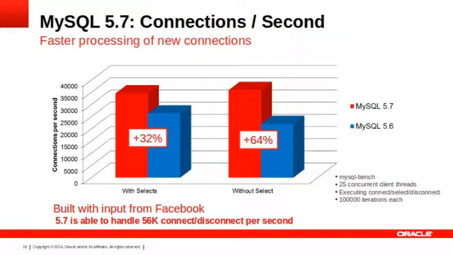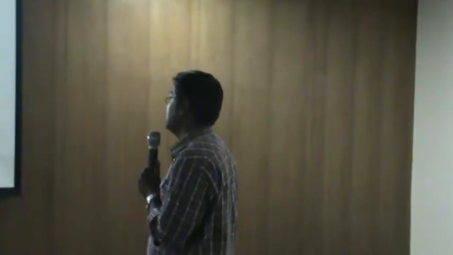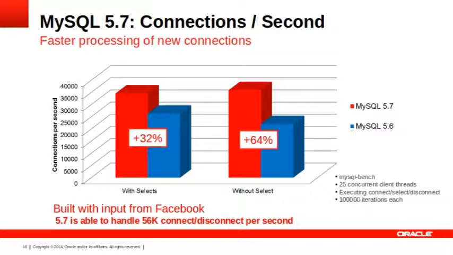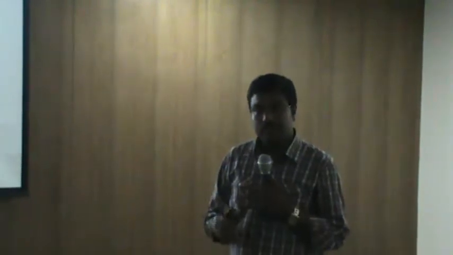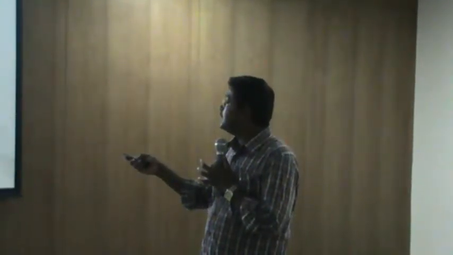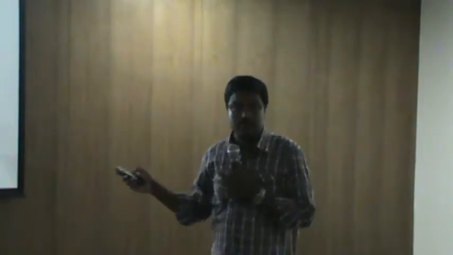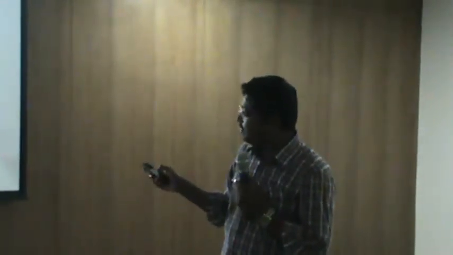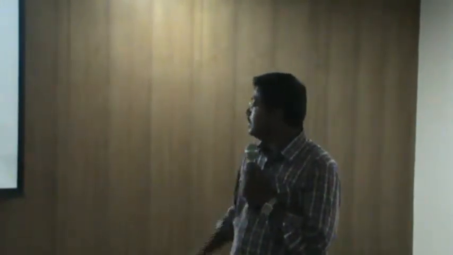There is data from users on how we come up with a huge number of connects and disconnects. The last line says 56k connect-disconnect per second. That's huge. This is a workload asked for by Facebook, Twitter, those huge giants, that need a huge number of connections and disconnections at a certain time per second. Till 5.6 it was 25 or 27k, and in 5.7.2 the graph shows almost 35k because it's a pretty old graph. But in 5.7.3 and 5.7.4, we have verified that connect-disconnect is 56k.